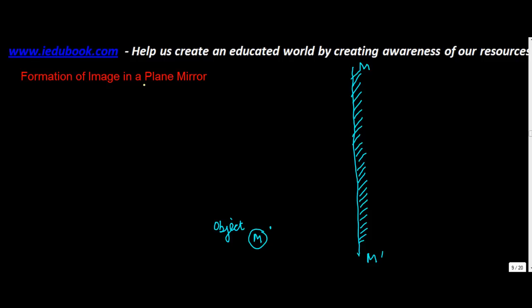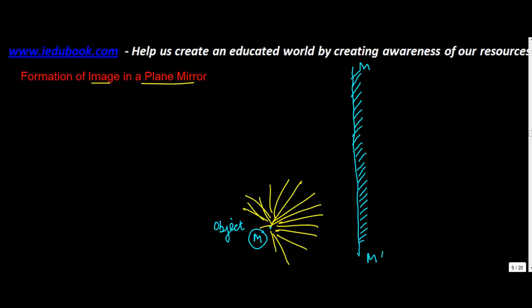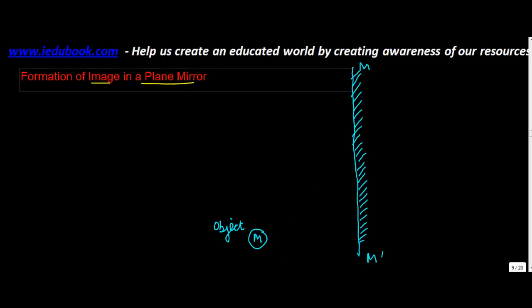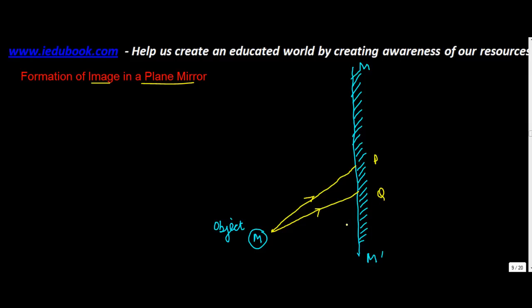Okay, now there are various rays which come from M. So normally you would have rays coming in all the directions from M, assuming it is passing on light. But for the purpose of formation of image in a plane mirror, we just need two of them. You don't need a whole lot of light rays. So let's say there are two light rays which went out from O. Let's call these light rays P, Q.